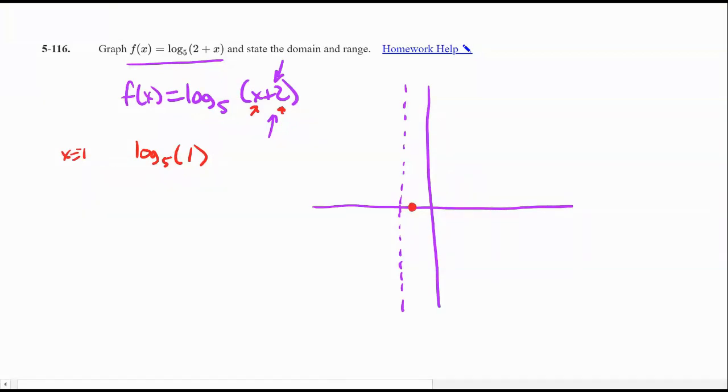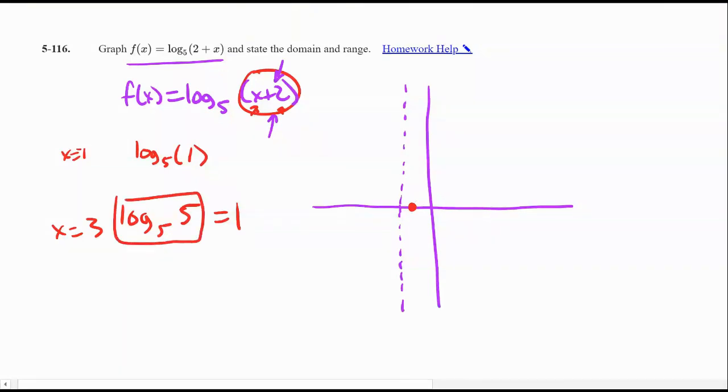Then I'm going to go ahead and plug in the next value. I want the stuff in here to be 5, right? Because I want it to be log base 5 of 5, because I know that's equal to 1. So in this case, I have to plug in an x value of 3, because 3 plus 2 is 5, and log base 5 of 5 is 1. So 1, 2, 3, and 1.